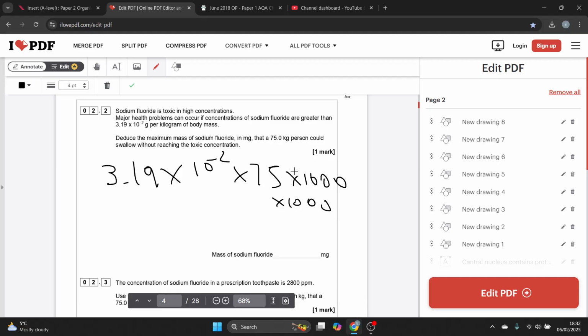Sorry, I don't times by 1000 again, because it's per kilogram of body mass. So I don't need to convert the kilograms to grams. I know that's per kilogram. So 3.19 times 10 to the power minus 2 times 75. That will give you grams, but I want it in milligrams. And remember, grams to milligrams times by 1000, milligrams to grams divided by 1000. So I want it in milligrams, so 2390.